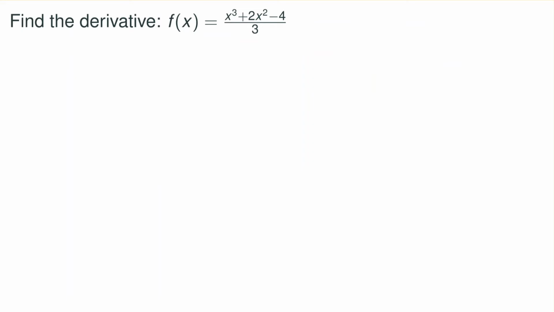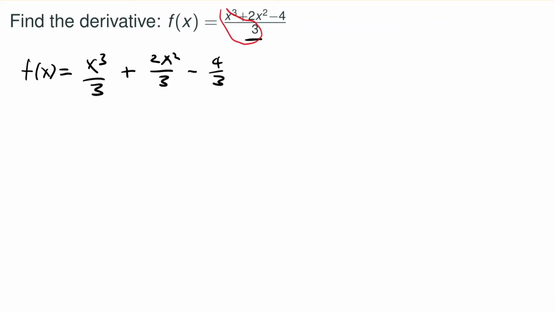Find the derivative of the function (x cubed plus 2x squared minus 4) over 3. So if you look at here, we could use the quotient rule. Okay? Top function, bottom function, numerator, denominator. But actually, the quotient rule is not necessary. It's simpler to do this: since 3 is a common denominator, we can rewrite f of x as x cubed over 3 plus 2x squared over 3 minus 4 over 3. So we can separate this into 3 different fractions because 3 is a common denominator.